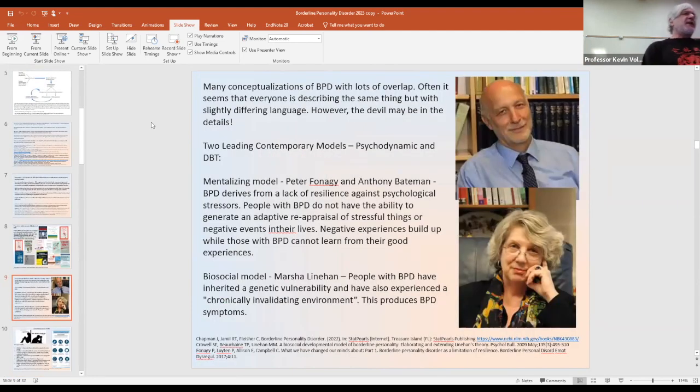As I mentioned, there's many conceptualizations of borderline personality disorder with lots of overlap. It seems that everyone is pretty much describing the same thing, but they use slightly differing language. And here the devil is going to be in the details. The devil is in the details. Okay. Two leading models right now, two big umbrella models.